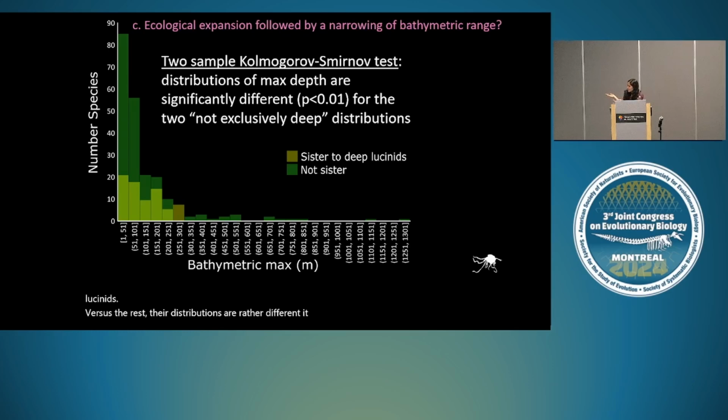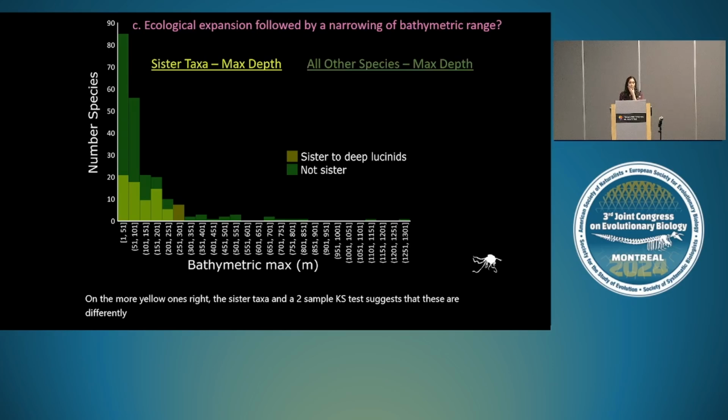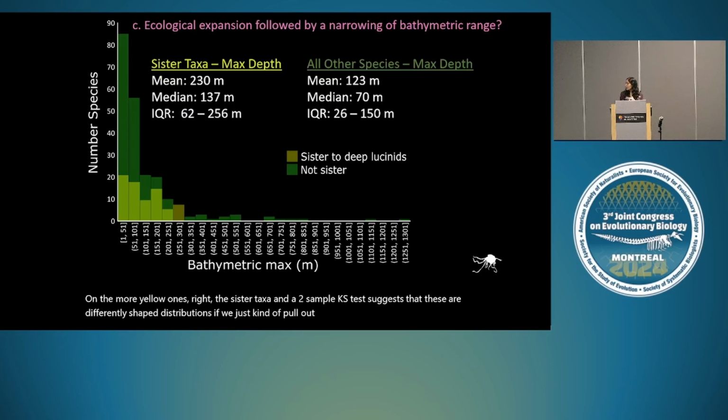It's not really easy to tell, but there is a fatter tail on the more yellow ones, the sister taxa. And a two-sample KS test suggests that these are differently shaped distributions. If we pull out the stats for the sister versus non-sister taxa, we can see that there are proportionally more species with lower maximum depths among the sister taxa than among the rest of Lucinidae, right? So they are more likely to be going into the deeper waters past the continental shelf.